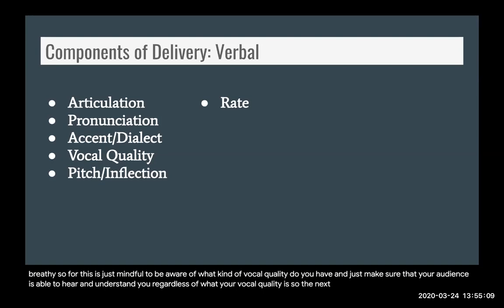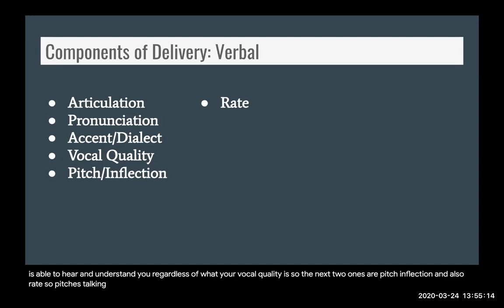So the next two ones are pitch, inflection, and also rate. So pitch is talking about the highness or the lowness of your voice.